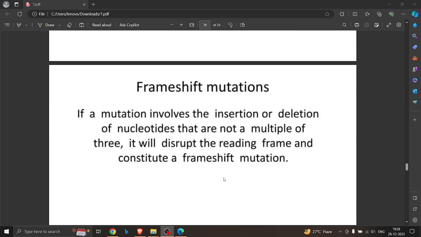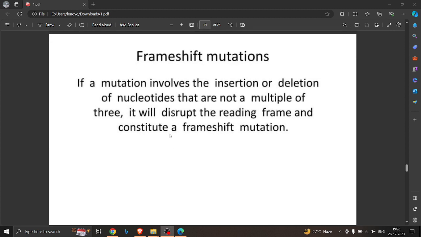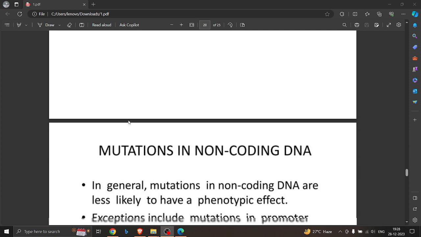Frame shifts. Frame shift mutations: if a mutation involves the insertion or deletion of nucleotides that are not a multiple of 3, it will disrupt the reading frame and constitute a frame shift. While the frame is being read, it will be disrupted by the frame shift mutation. That means if a mutation involves the insertion or deletion of nucleotides that are not a multiple of 3, it is called a frame shift mutation.